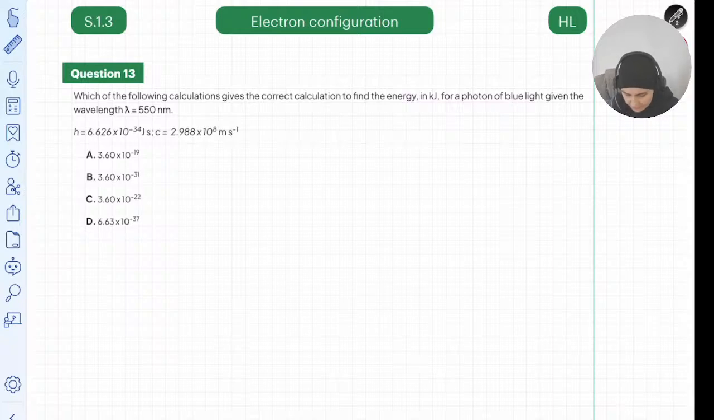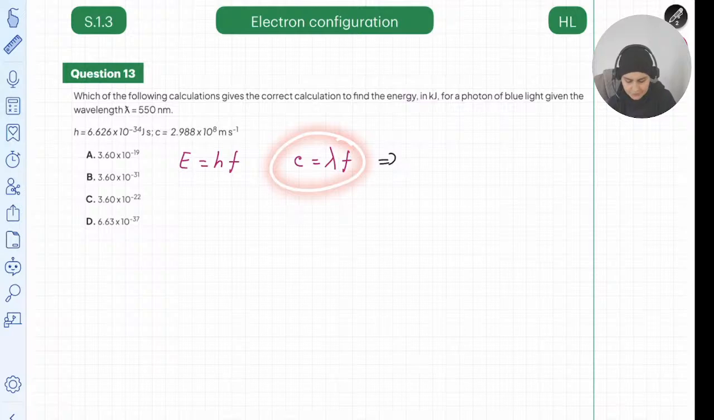Next question. Which of the following calculations gives the correct calculation to find the energy for a photon of blue light with that wavelength? Okay, let's see. What do we need? We need energy in kilojoules. The formula for energy is Planck's constant times frequency. It is in the data booklet. And there is another formula: speed of light equals wavelength times frequency. What do we have? We have wavelength. So I want to do it all in one go, so I will rearrange this to find frequency and plug it in.